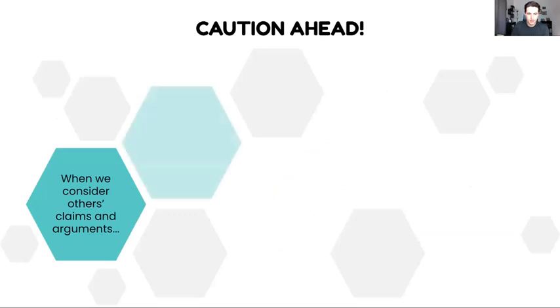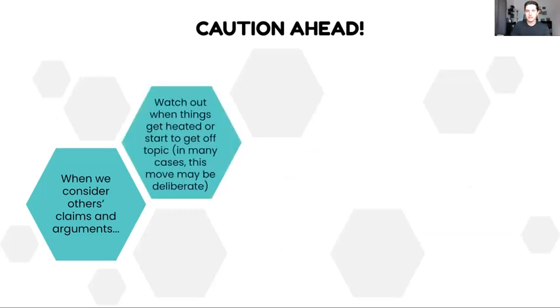When we consider others' claims and arguments in general, again, we've mentioned this in passing already, we want to watch out when things get heated or start to get off topic, because perhaps we can point to a few examples of this being a deliberate move, whether it's in online discussions, Twitter, Facebook, Snapchat, whatever. People will often shift the focus of debate to either save face or avoid talking about the truth of a claim. There's, in fact, a specific fallacy that we'll cover later in the course when people do this deliberately. But even just on a personal level, hopefully it's clear why things often tend to fall off the rails, so to speak, when people get heated and when people might deliberately shift the focus of the conversation.